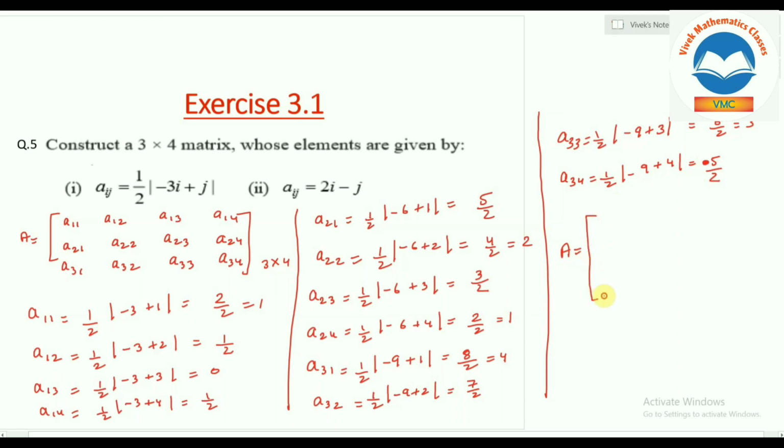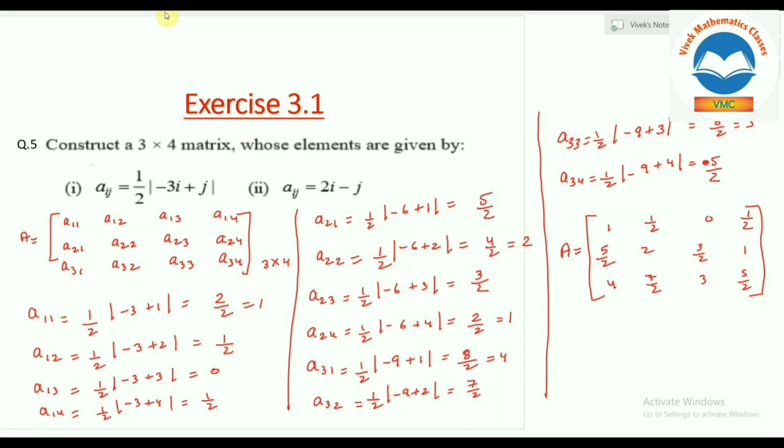A matrix will be 1, 1 by 2, 0, 1 by 2. Second row, if you write, this will be 5 by 2, 2, 3 by 2 and 1. Third row will be what? 4, 7 by 2, 3 and 5 by 2. So this will be your 3 cross 4 matrix.